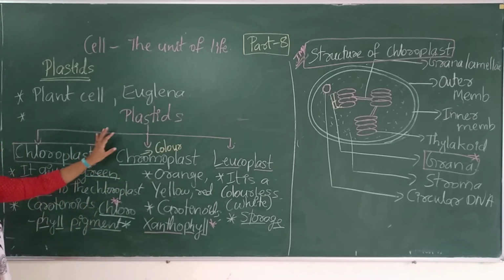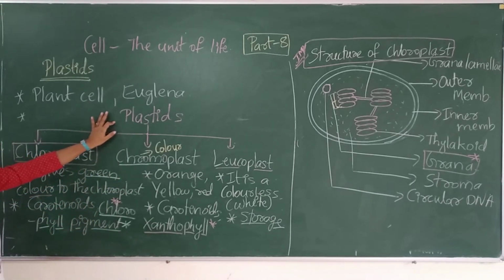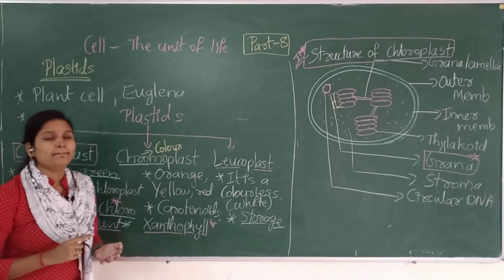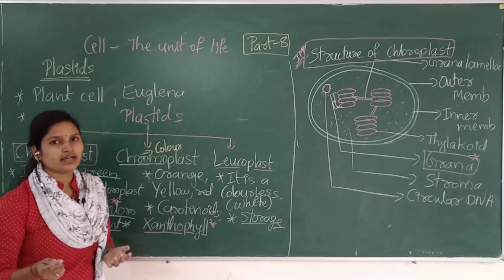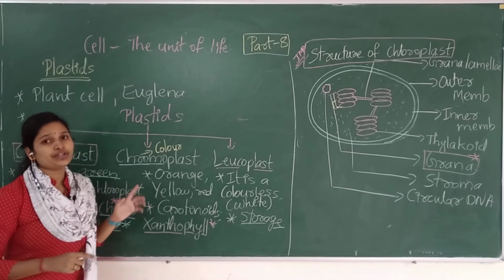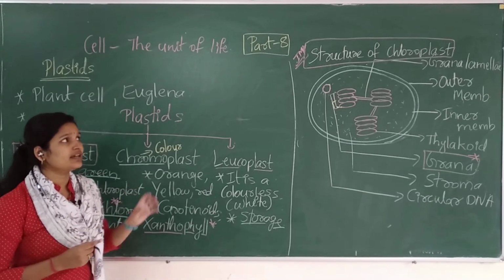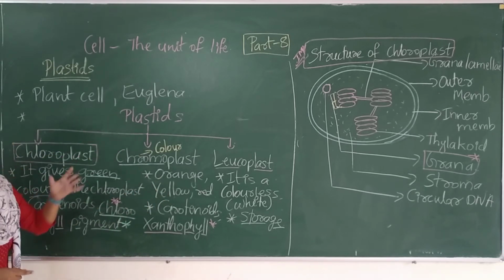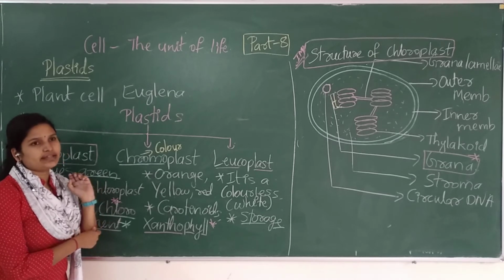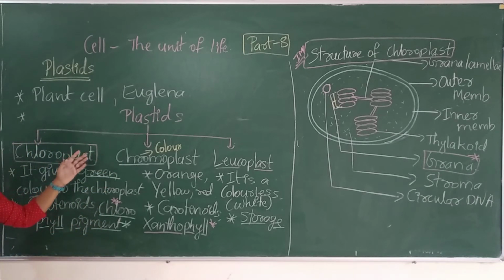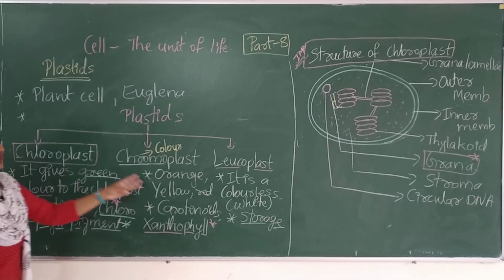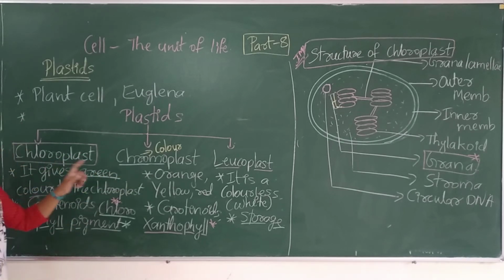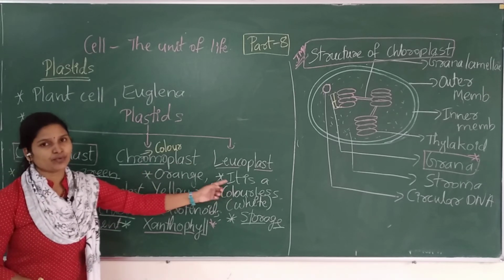We started with the plastid. Plastids are membrane-bound organelles which are mainly found in plant cells, and among organisms the exception is euglenoids. In euglenoids we also see the structure of plastids. Plastids are easily visible, and based on function or pigmentation they are divided into three types: chloroplast, chromoplast and leucoplast.